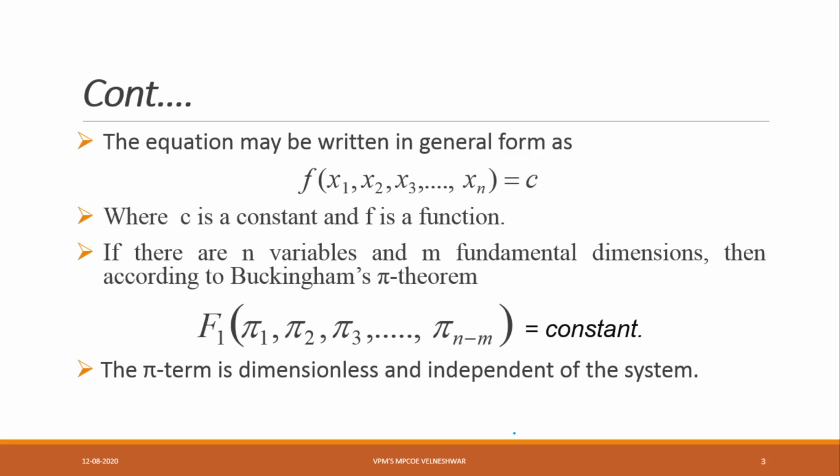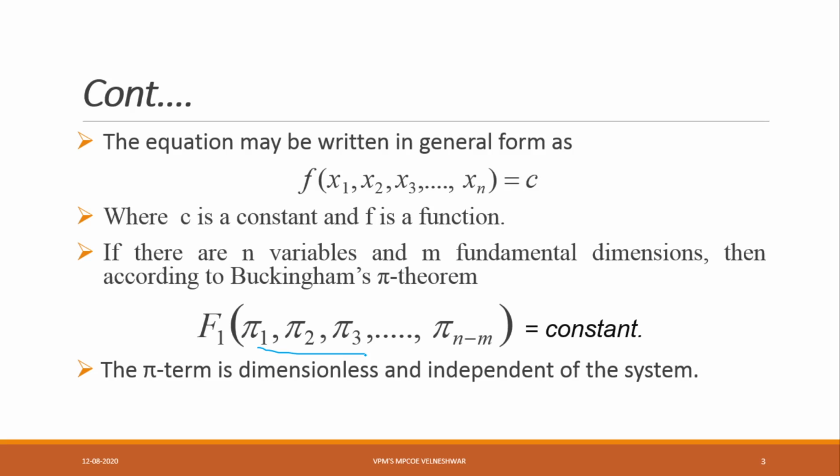Now if there are n variables and m fundamental dimensions, the variables are x1, x2, x3, and the fundamental dimensions are mass, length and time. Then according to Buckingham's pi theorem, f1 of pi 1, pi 2, pi 3 and so on up to pi n minus m is equal to a constant. Here pi is dimensionless and independent of the system. The main part here is pi. This pi we have to find out.